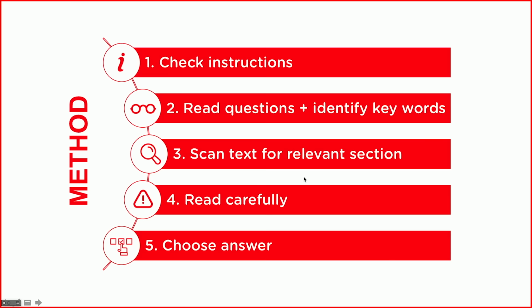Okay, let's take a look at a method so we know how to approach these types of questions, and then we'll do some practice. So the method is like this. You want to make sure you check the instructions first of all. You should always do that with IELTS reading. Then you'll read the questions and identify the key words. You'll scan the text for the relevant section. You'll read carefully, then you'll choose the answer.